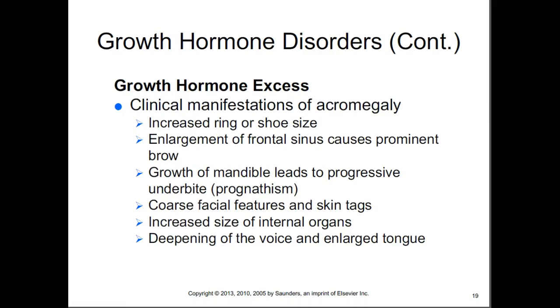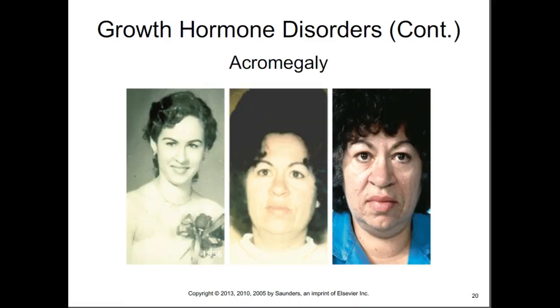All right, so clinical manifestations, right? Increased ring or shoe size, enlargement of the frontal sinuses, causing a very prominent brow, right? Growth of the mandible leads to progressive underbite, called prognathism, right? Coarse facial features. You may see a lot of skin tags, which is related to the hyperglycemia. Increased size of internal organs, deepening voice, and enlarged tongue.